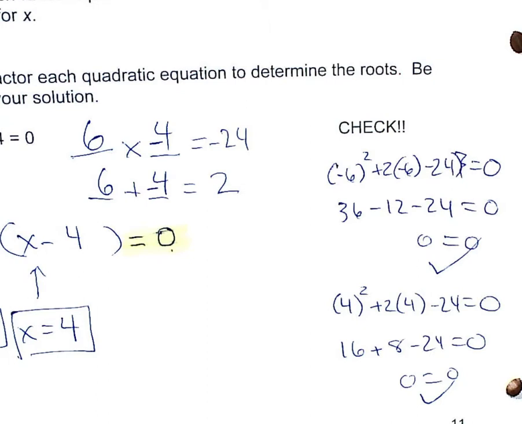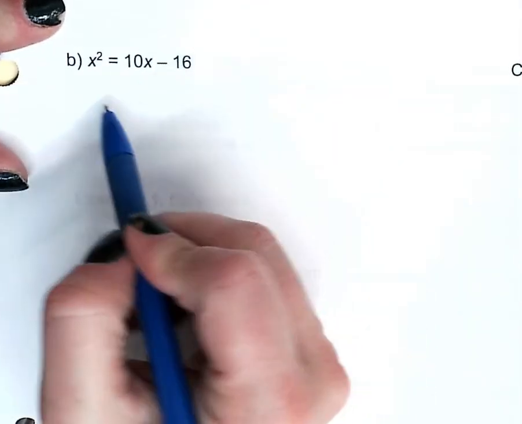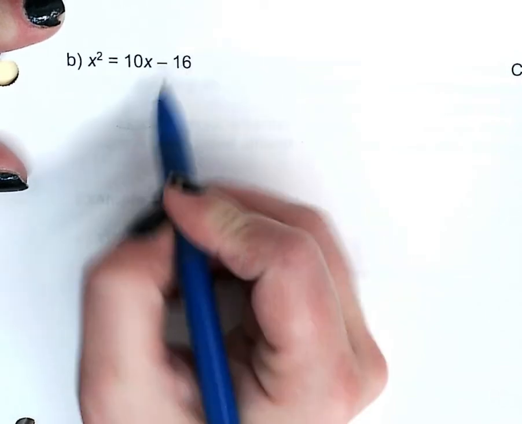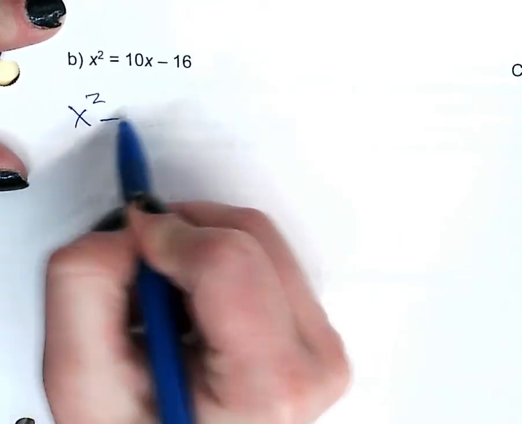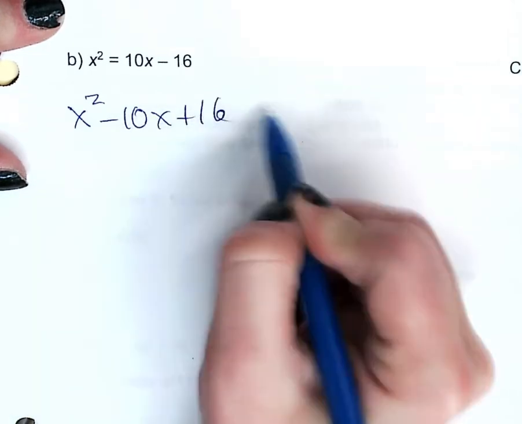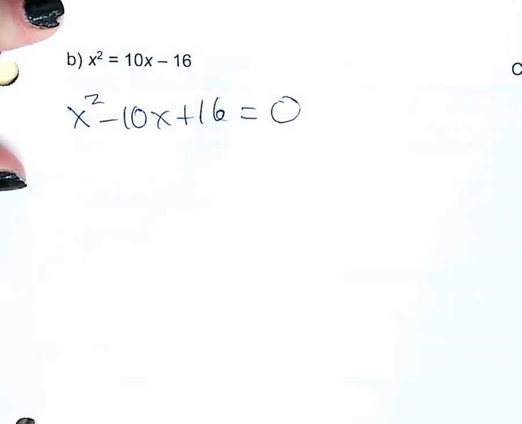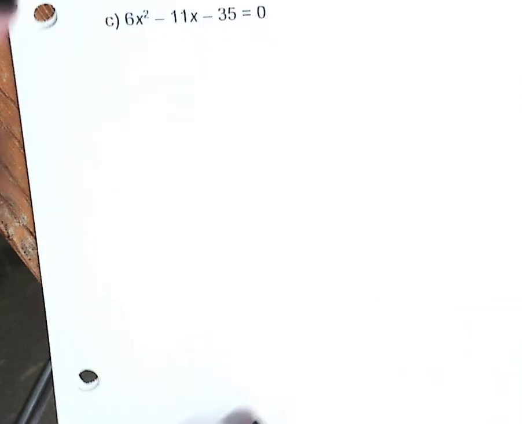So let's try one that's slightly more challenging. Are we okay to go to the next page? So let's skip B, and let's go straight to C. The only comment I have to make about question B is make sure everything's on one side. So in this case, I would move the 10x and the 16 over here, so the x squared stays positive, and then move everything over. Okay, but I'll leave that to you to factor. It's pretty straightforward. Okay. All right, so let's go to C.